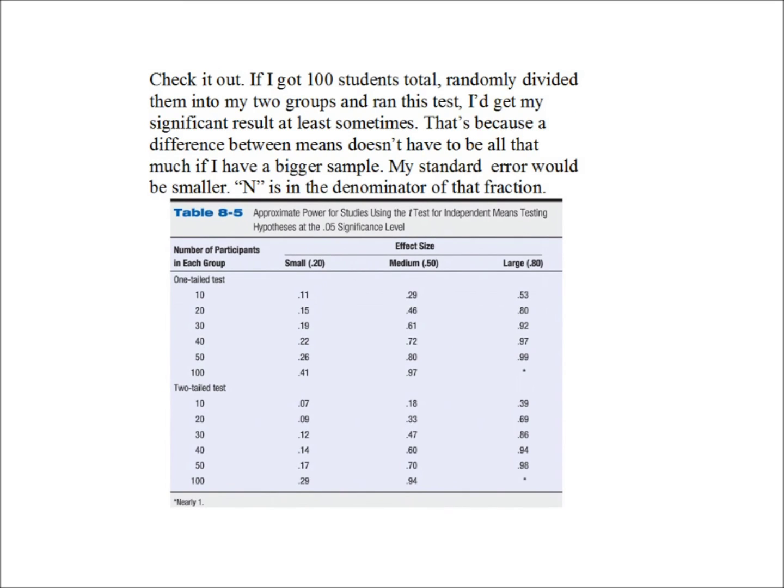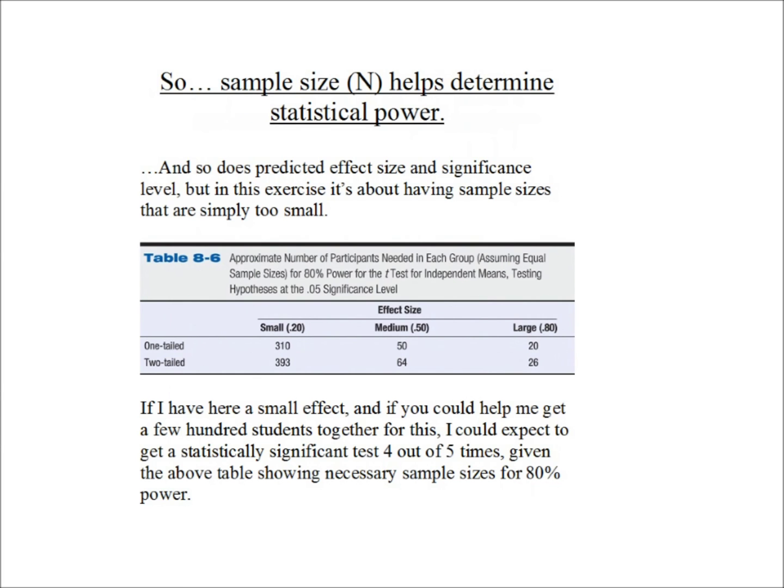But check this out. If I got 100 students into 2 groups and ran this test, I'd get my significant result, at least sometimes. And that's because the difference between means does not have to be all that much if I have a bigger sample. My standard error would be smaller, n is in the denominator of that fraction. Sample size helps determine statistical power.